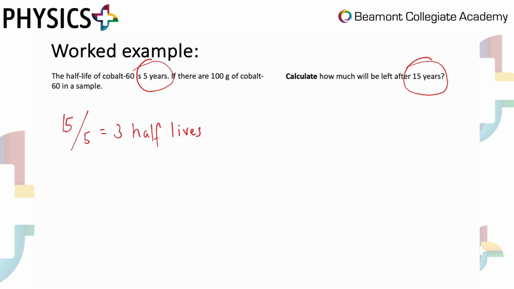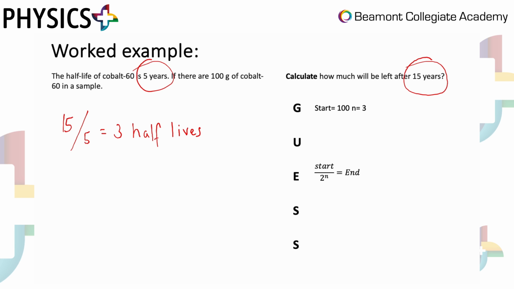Next, for the guess method. So what have I been given? I've been given that the starting mass was 100. I've now found out that n, the number of half-lives, is 3. Units are fine. Enter the equation that we've been provided.